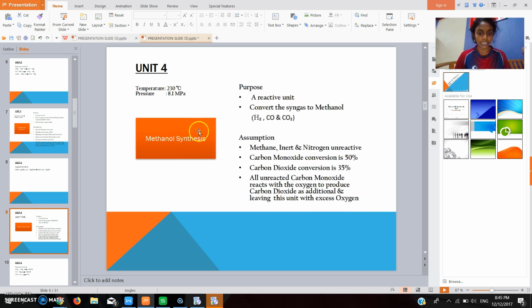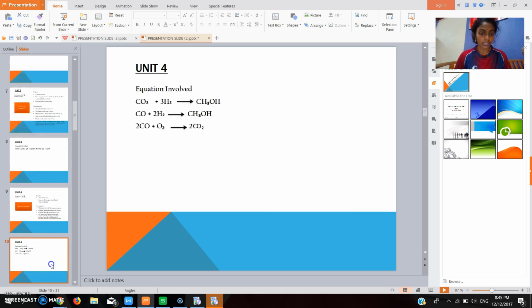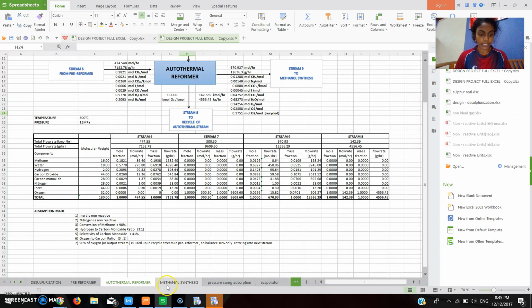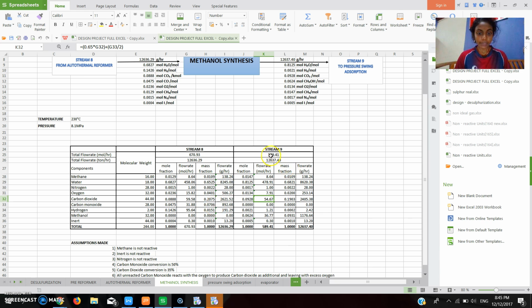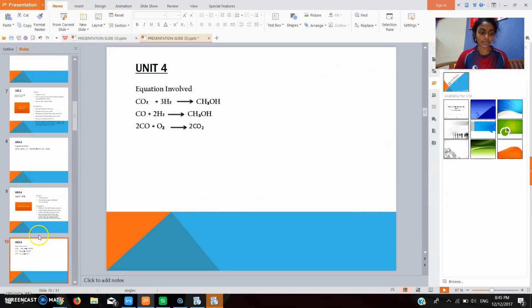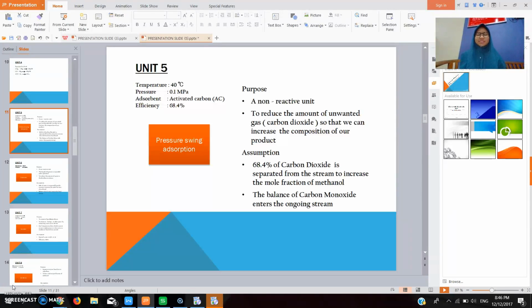For unit 4, methanol synthesis, the purpose of this unit is to convert syngas to methanol. These are the syngas, and these are the assumptions for this unit. The equation involved is this one: carbon monoxide, hydrogen, and oxygen is converted to methanol. For the calculation, 589 molar flow is sent to the next unit, where methanol production of 36.77 molar flow is obtained. So that is all from me. Thank you. My name is Nurizati Binti Yusof and my matrix number is 191958.